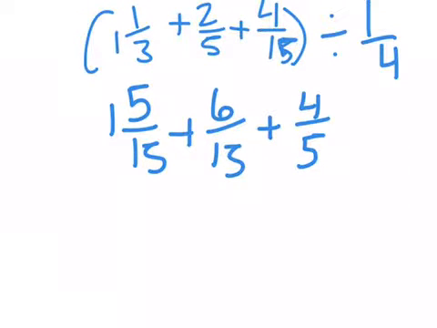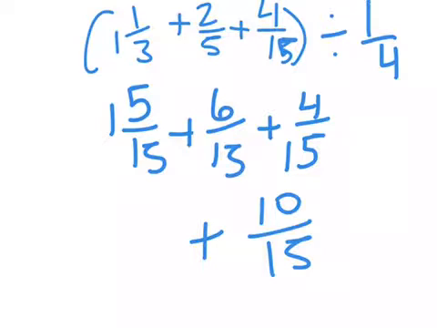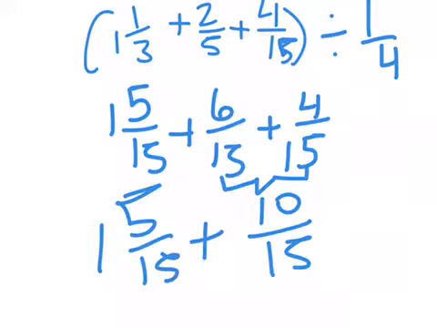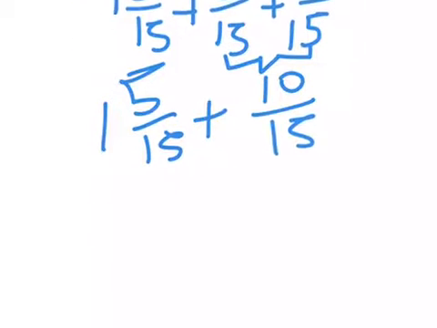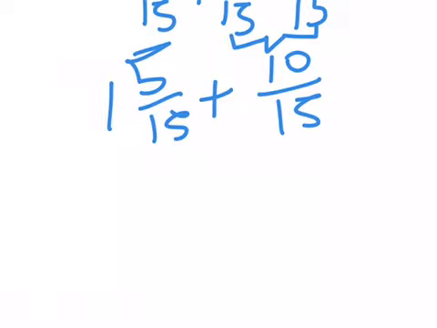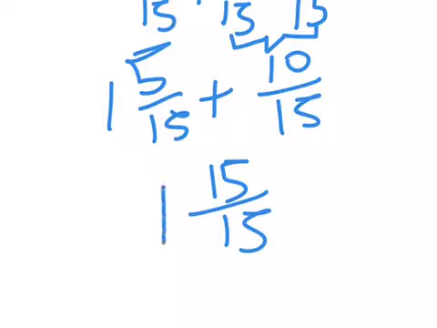And now this would be 10 over 15 plus 1 5 over 15, which would be 15 over 15, and you still have that 1, which would also be 2.